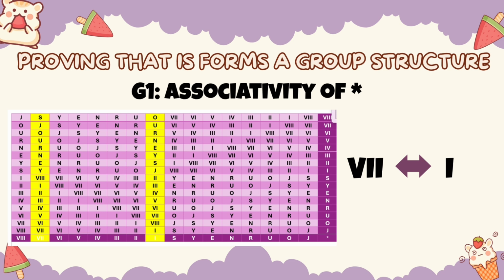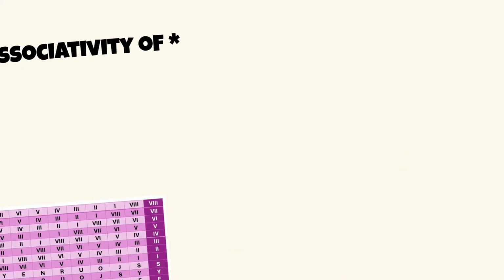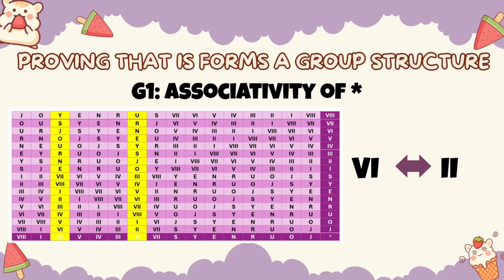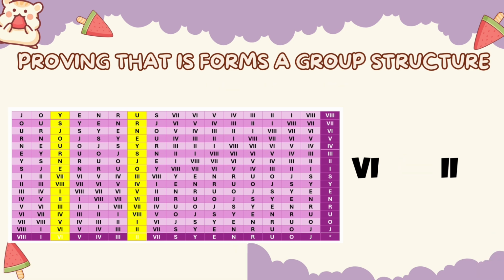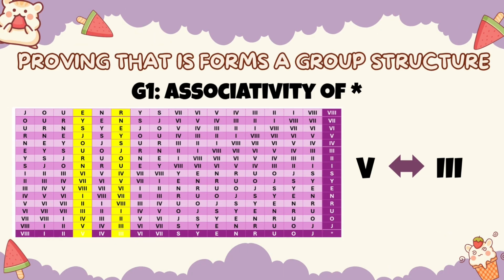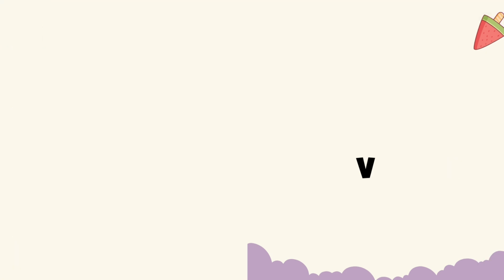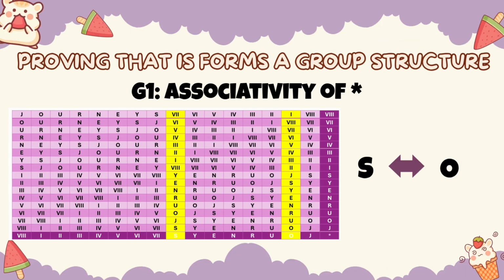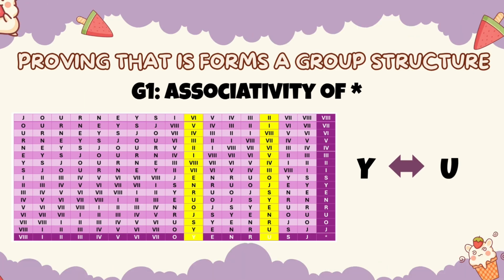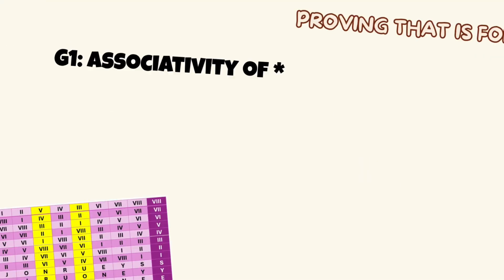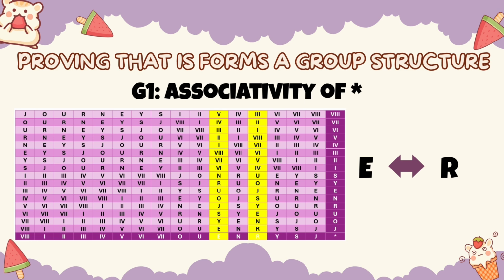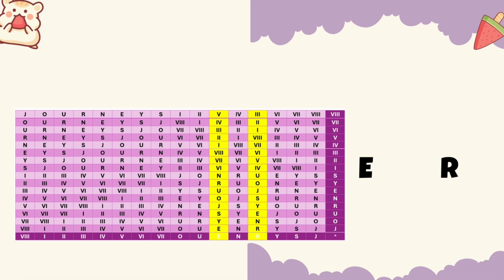And here we will interchange the columns 7 and 1. Next, interchange the columns 6 and 2. Then, interchange the columns 5 and 3. Then interchange the columns S and O. Then interchange the columns Y and U. And the last interchange we need is E and R.